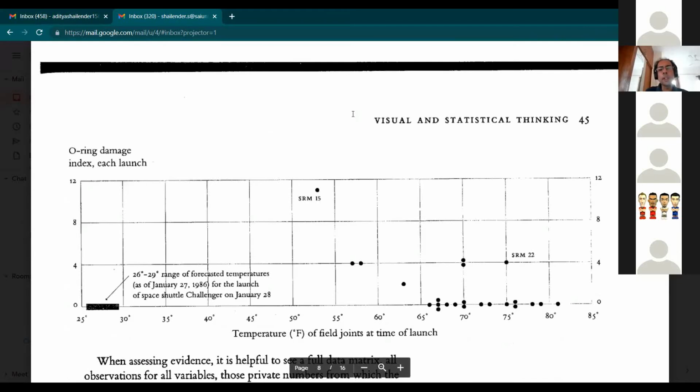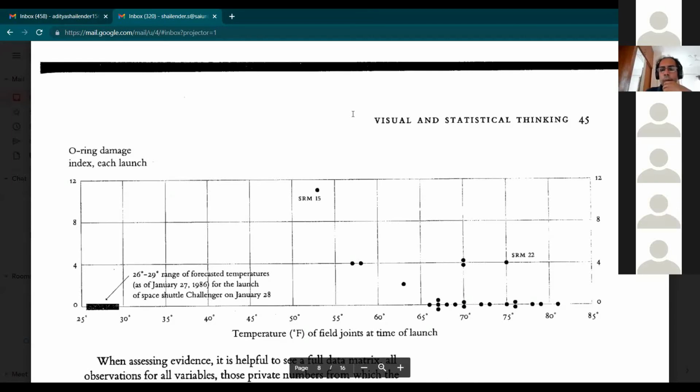Remember, the coolest temperature that they had faced until then was with SRM 15, which is about 52 degrees, right? But look at all these dots coming in at a damage index of 0. Do you see this? What strikes you about those data points right at the bottom, on the bottom right?